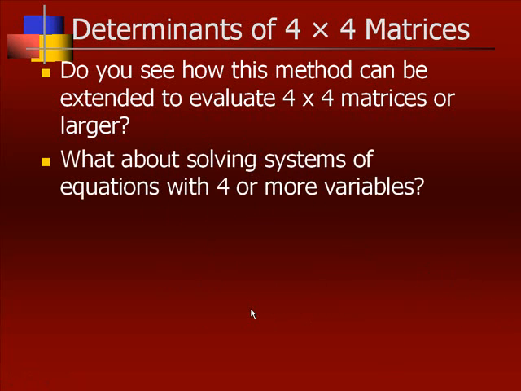Now, what about solving systems of equations with 4 or more variables? You would set up your determinant based on your x column, y column, z column, q column, whatever. Then you would take that 4 by 4 determinant and do your Dx, your Dy, your Dz, and your Dq, whatever it is that you've got, and go about it that route.